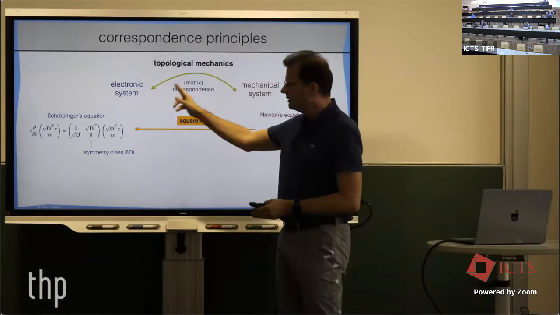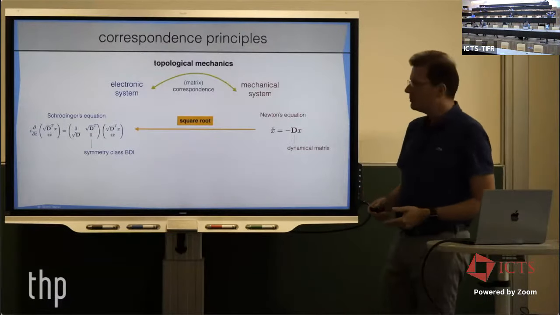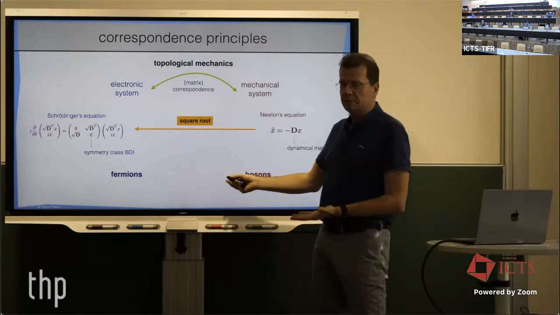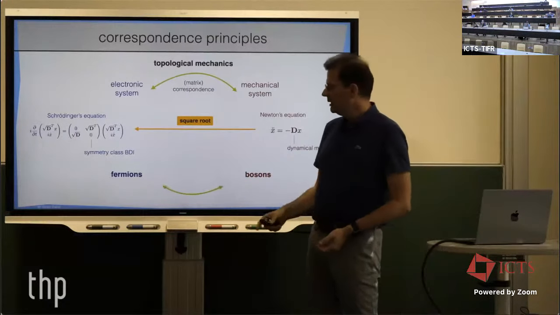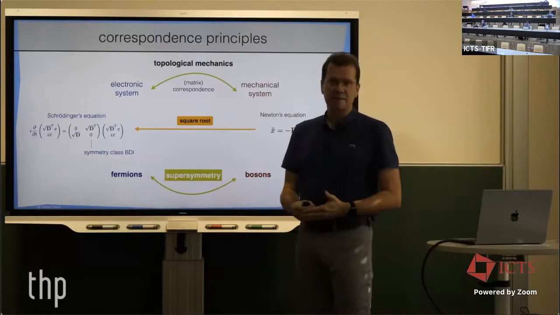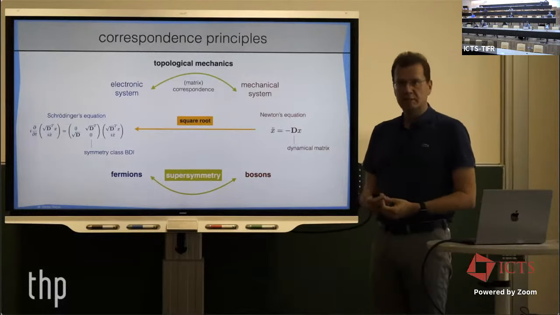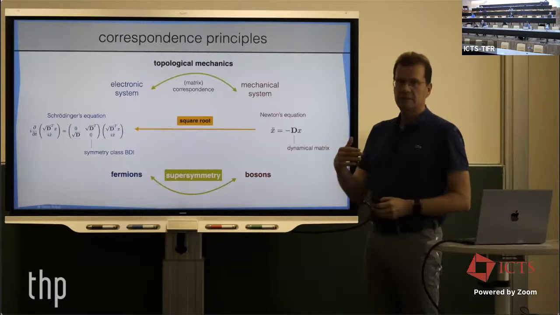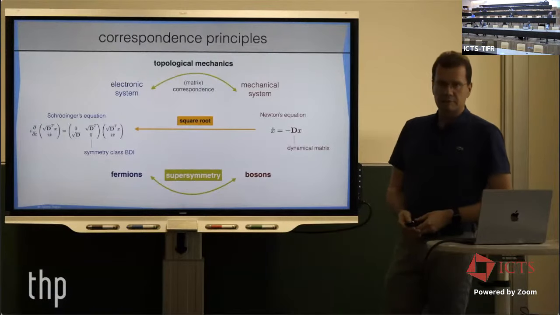This procedure we will look at in this talk from a slightly different perspective, by identifying the left side with fermionic degrees of freedom, the right side with bosonic degrees of freedom, and the connection between bosons and fermions, that is supersymmetry. So we will use the language of supersymmetry, apply it in the context of topological mechanics, but also many other examples, and in particular explain how this connects to lattice geometries.